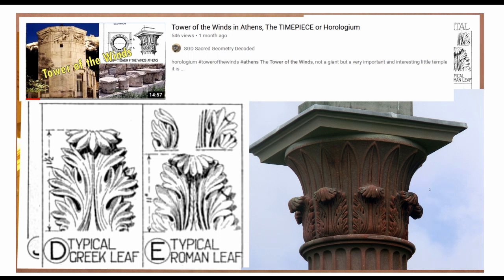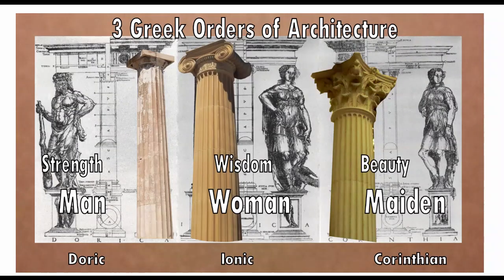So then again, we see this column capital here in Sydney in the Centennial Gardens. These used to be at the Sydney Museum building by James Barnett, and the rest of the building is classical Corinthian, but 9 of these columns were moved to the Centennial Park. So the column of beauty, or the column for the maiden, is Corinthian. The wisdom of a woman is the Ionic column, and Doric, or the man, is the column of strength. So these are the 3 Greek orders.